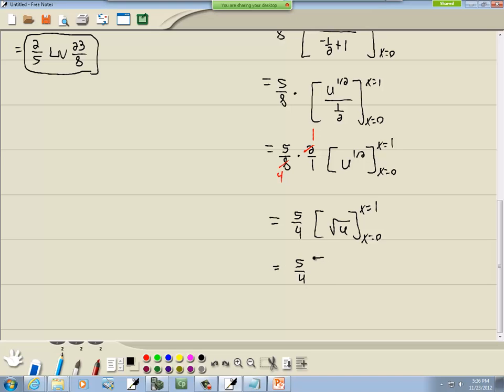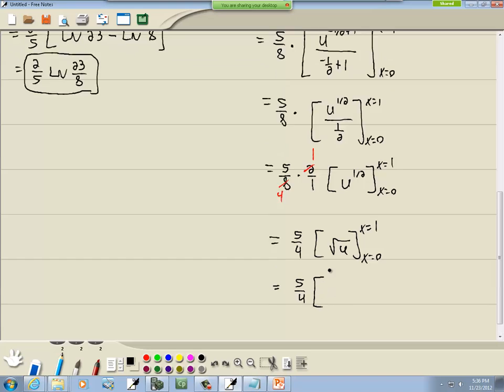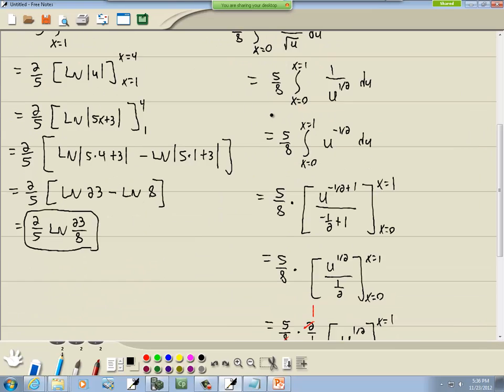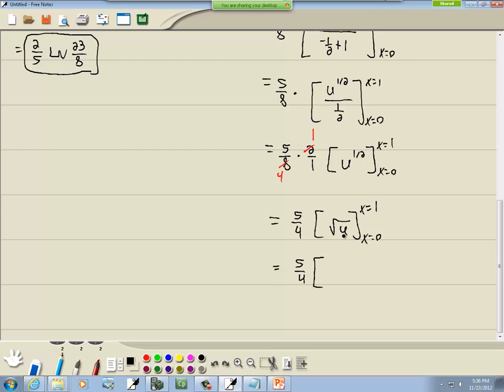And now we're ready to plug our u back in. Let's go see what in the world it was. U is equal to 8x plus 1. So I'll put in 8x plus 1.